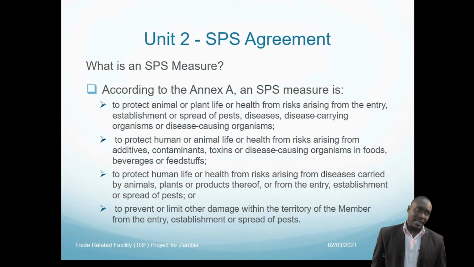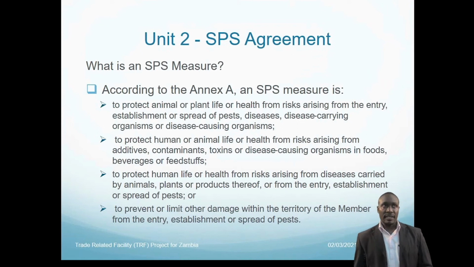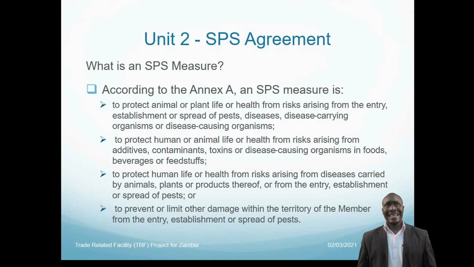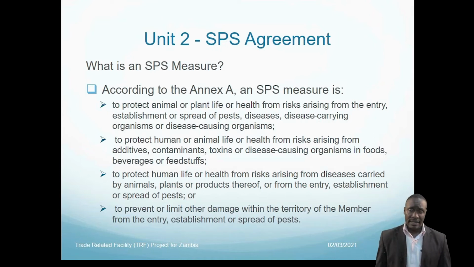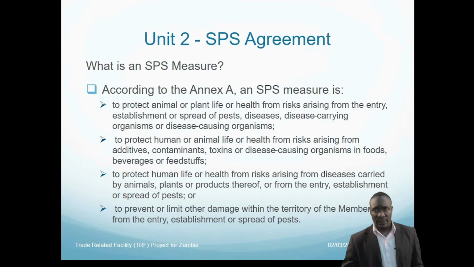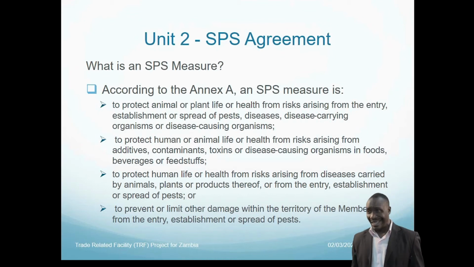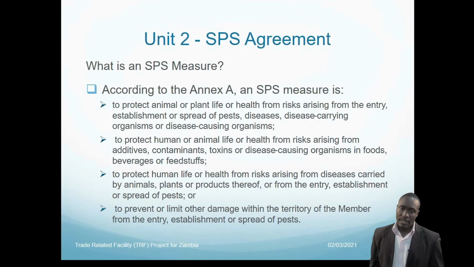Okay, so what is an SPS measure? We've talked about the SPS agreement, and these measures have to be consistent with the objective of achieving some level of protection for the human, plant, and animal. But what is an SPS measure? Well, the SPS agreement, for the avoidance of doubt and misunderstanding, also has a section on the definitions, and this is found in Annex A. So if you want to read what an SPS measure is, you read it up in the agreement itself. If you want to read about what harmonization is, you read it up in the definitions, Annex A.